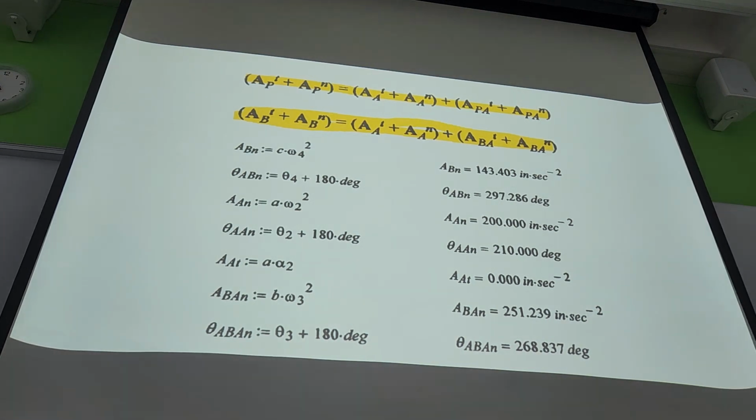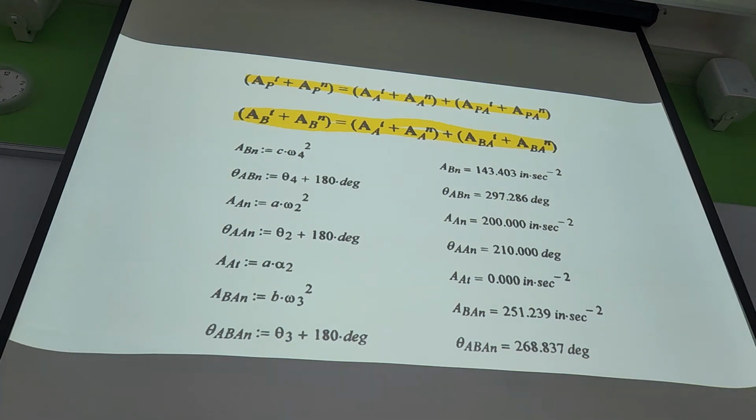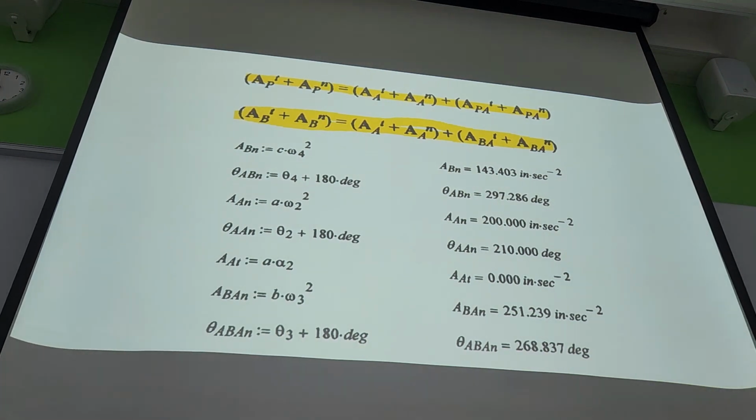Now you are doing acceleration analysis, right? So we link point B and point A. We can write acceleration of B tangent plus B normal is equal to A tangent plus A normal plus BA tangent plus BA normal.